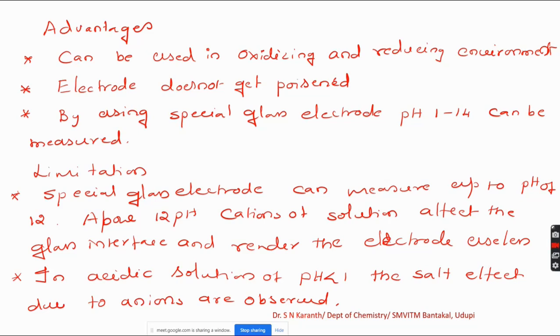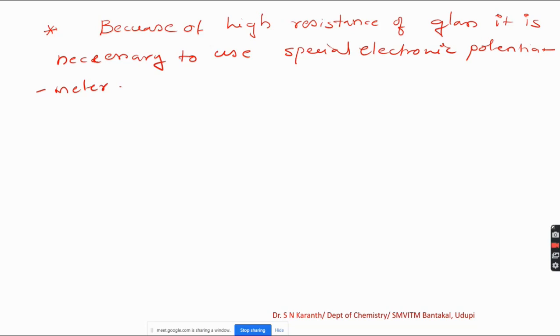The advantage of the glass electrode is that it can be used in oxidizing and reducing environments. Here the electrode does not get poisoned. By using a special glass electrode, pH 1 to 14 can easily be measured. The main limitation is that a special glass electrode can measure only up to pH 12. Above pH 12, cations of the solution affect the glass interface and render the electrode useless. Even in a highly acidic solution, pH less than 1, the salt effect due to anions is observed. And because of the high resistance of glass, it is necessary to use a special electronic potentiometer. We have to take care of these three limitations.